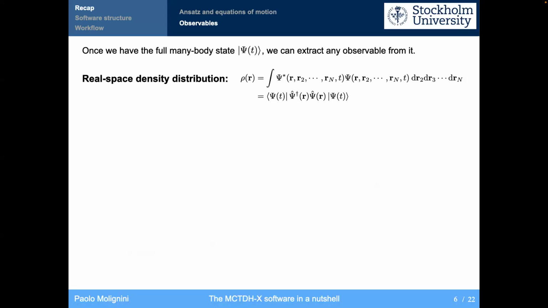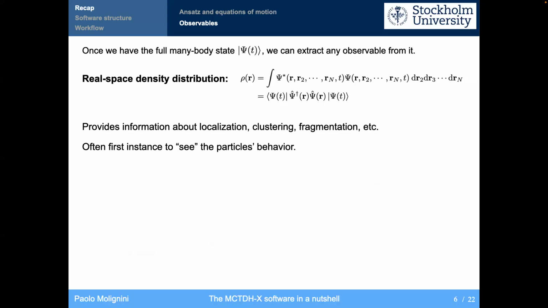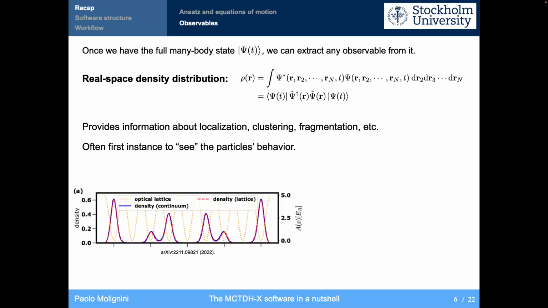Okay, so we talked about energy. The next best thing, or easiest thing to calculate, is the density. The real space density distribution is just the density operator sandwiched between the state. And that gives you information about just how the state looks in real space, or how its average looks. So it gives you information about localization, clustering, fragmentation, the works. And it is the first, most obvious thing to do if you want to see how the particles behave and localize. So I give you here an example.